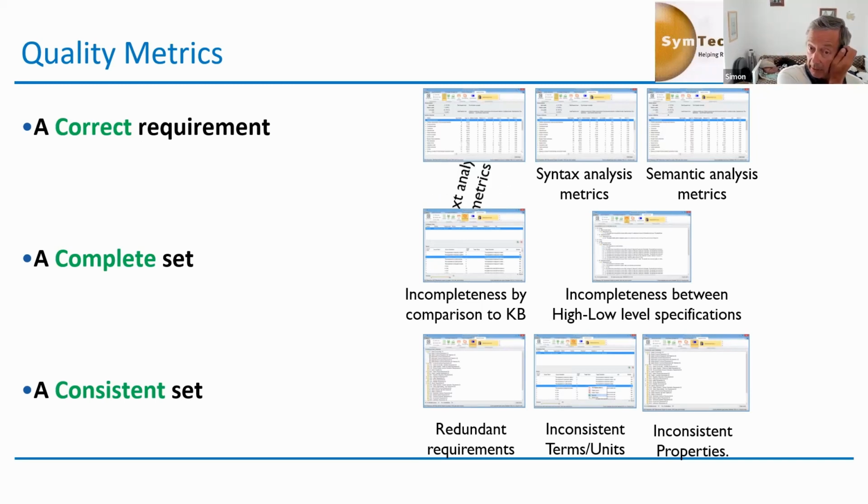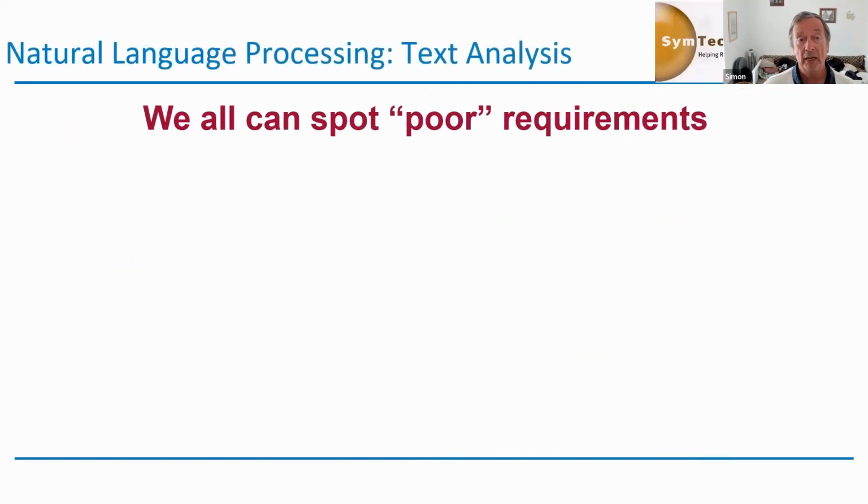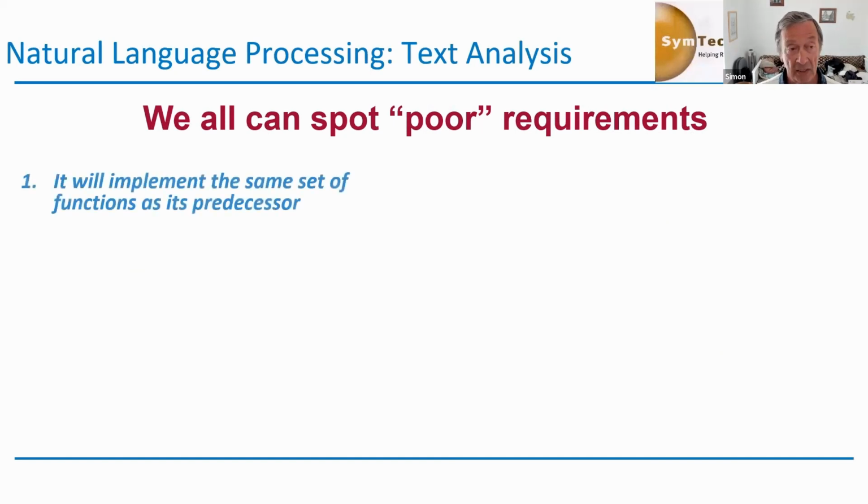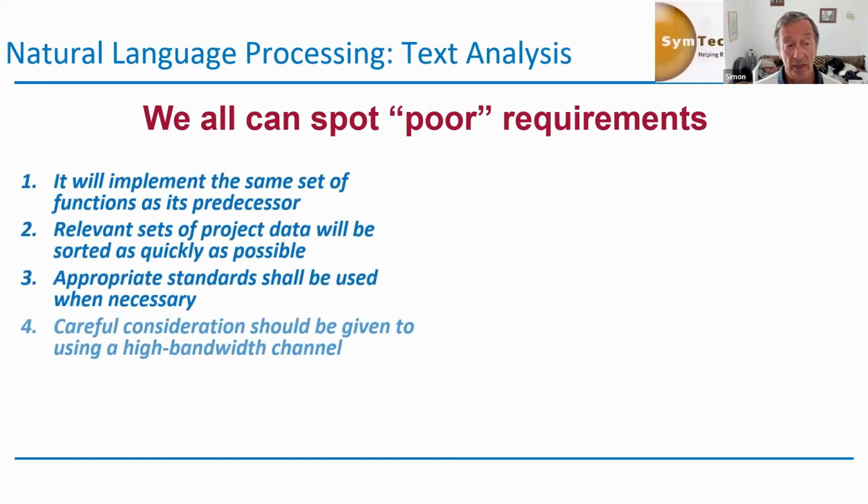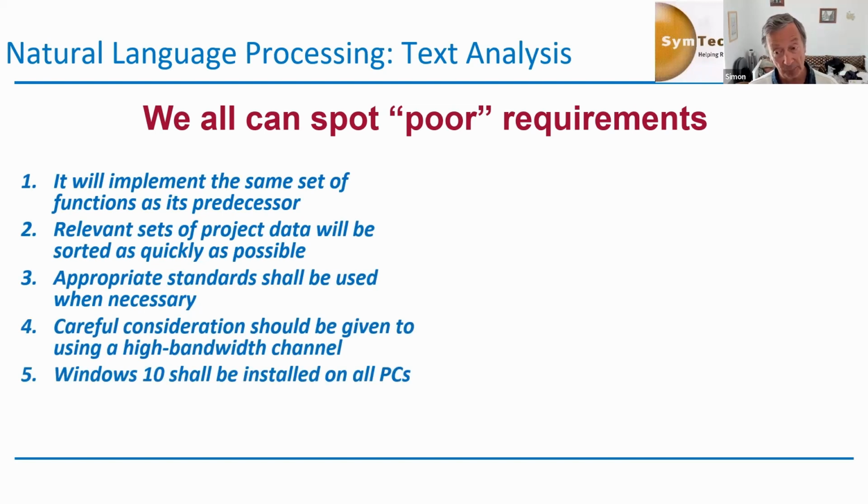I'm going to look at textual analysis first. What do I mean by that? Well, we can all spot poor requirements. Here are 5 requirements which are poor. These are actual requirements, not from this project, but from other projects. I collect bad requirements. I'm that sort of nerdy. My favorite here is number 3. I can remember distinctly reading the requirement, "Appropriate standards shall be used when necessary."